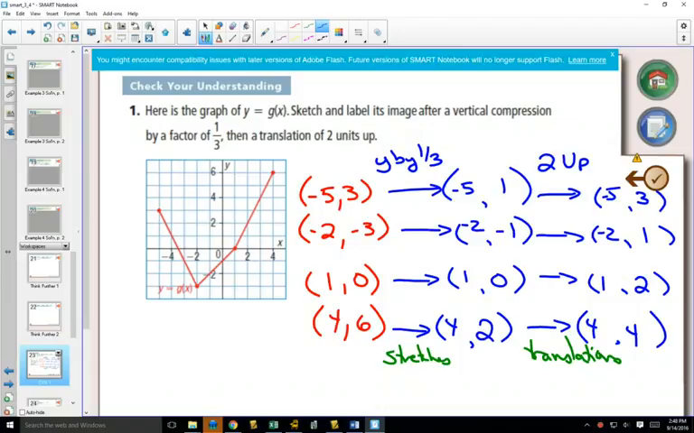Now we're going to put all our points on here, and we're going to get a sense if we made any mental math errors along the way. So -5, 3, that point is exactly where it started. -2, 1, 1, 2, and 4, 4.